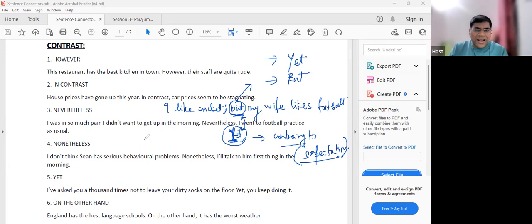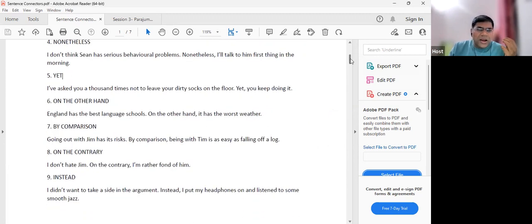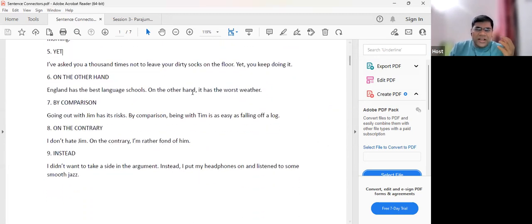Okay. On the other hand, I think it's very common. You know what is the meaning of on the other hand? This is such a common thing. England has the best language schools. On the other hand, it has the worst weather. You can say Delhi has the best science colleges in the country, full stop. On the other hand, the B schools in Delhi are not that good. Something like this, so by comparison.